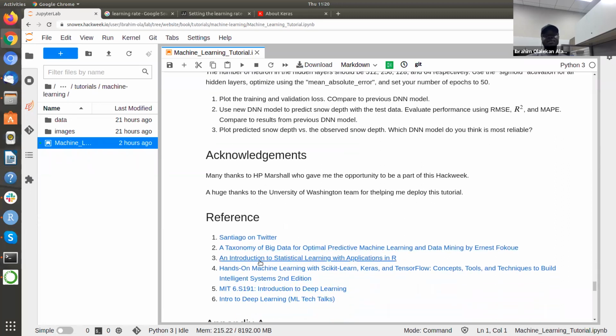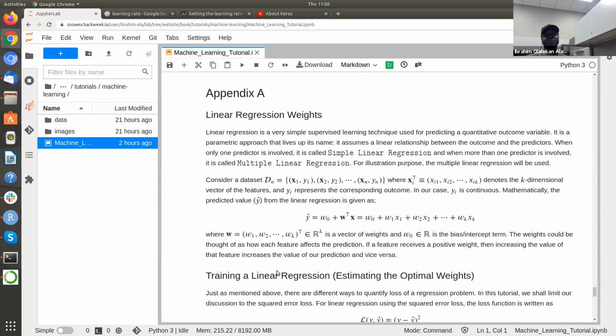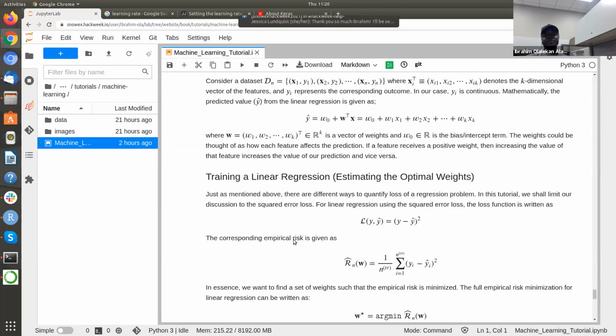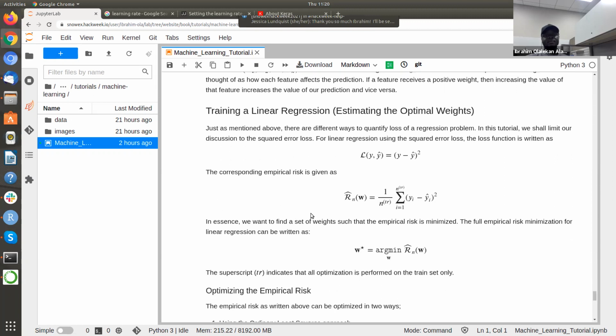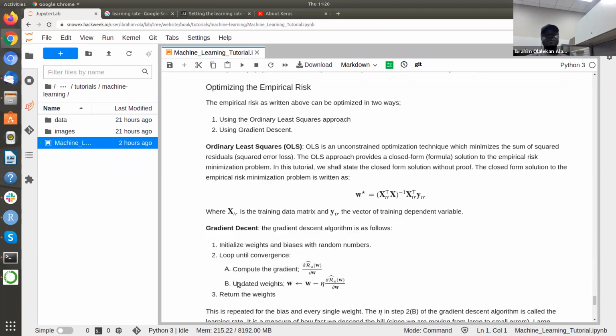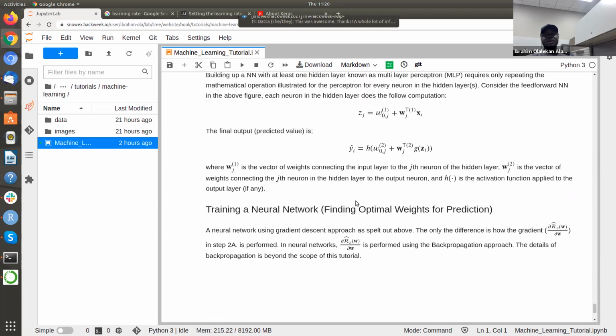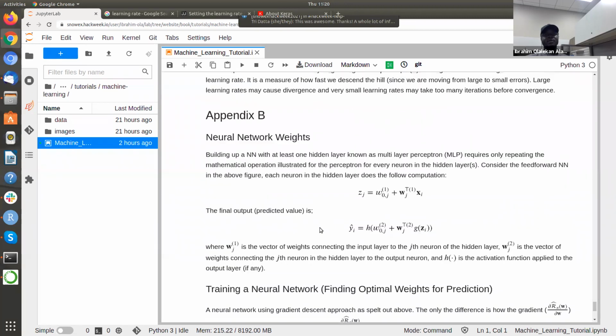And these are some references that you could go to. These are links that you can click and learn more from. And these are the appendix. If you want to learn more about the optimization of the linear regression, you have the ways in which you could optimize the ordinary least squares, the gradient descent. And if you want to learn more about neural network optimization, I kept a little note about that here.